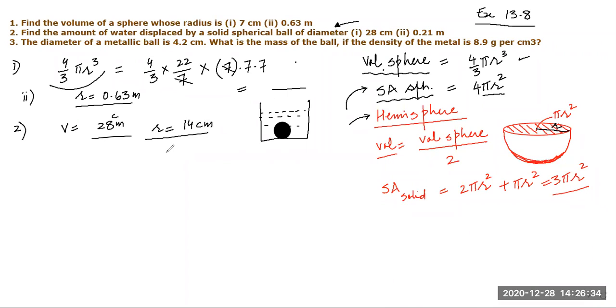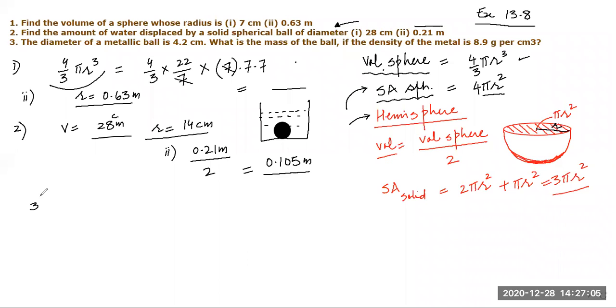Then find in the second case, the diameter is quite big, 0.21 meter. So what will be the radius? 0.21 divided by 2 is equal to 0.105 meter. Remember that, right? 0.105 meter. So similarly, find the volume.